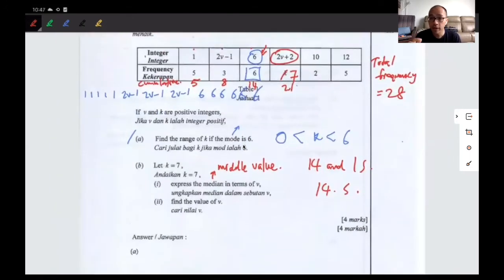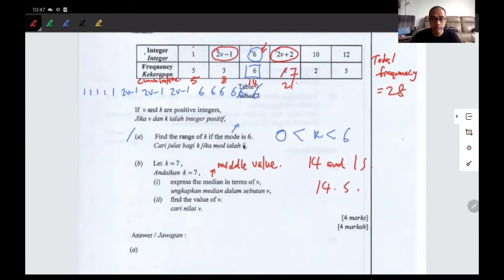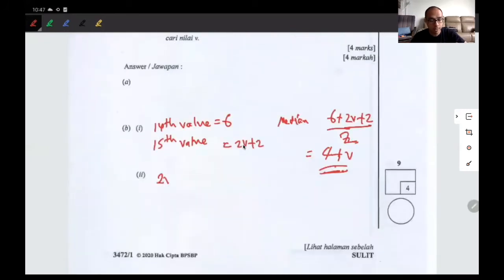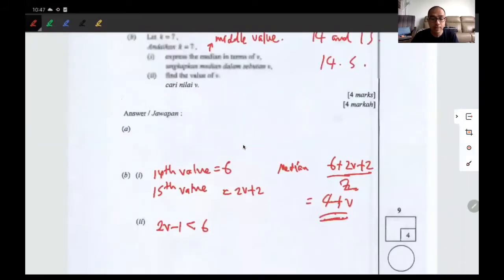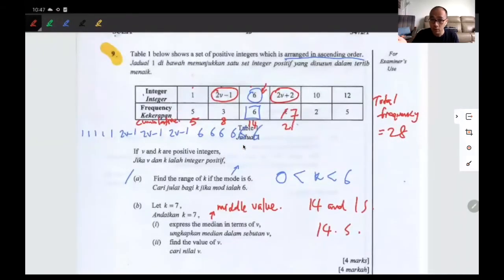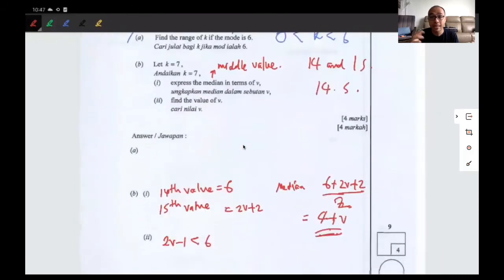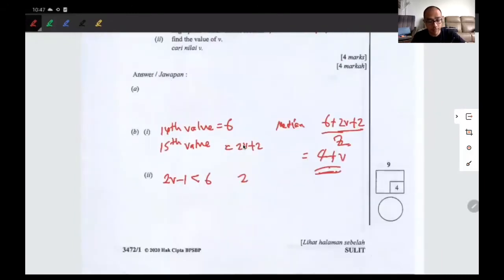Okay, so how to find the value of v? We need to understand that since all the integers are arranged in order, 1 is 1, then 2v, then 6. That means 2v minus 1 is a number that is less than 6, correct? And 2v plus 2 is a number that is bigger than 6.